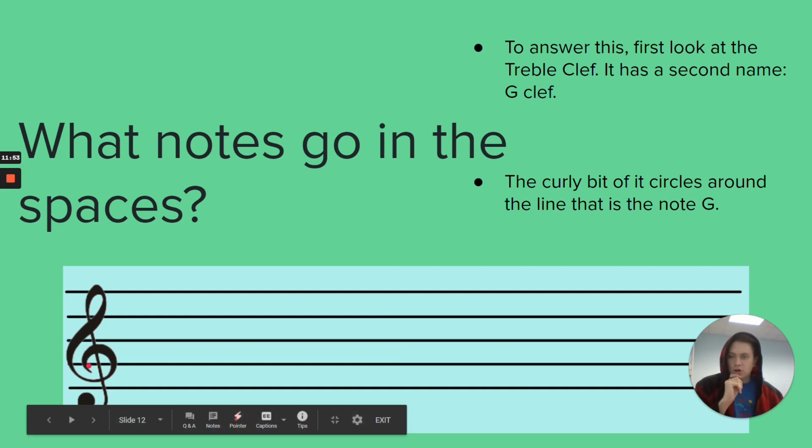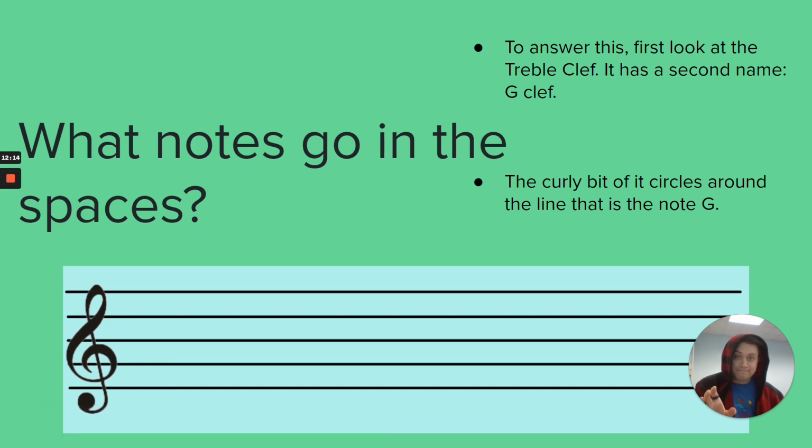But this curly bit at the end, so if you start down here, and most people start their treble clefs from the bottom, they go up, around, over, and curl around this. Well, which line is that? I told you to count from the bottom, so which line is this? That's the second line. This curly bit curls around the second line, and that note that it curls around is G.